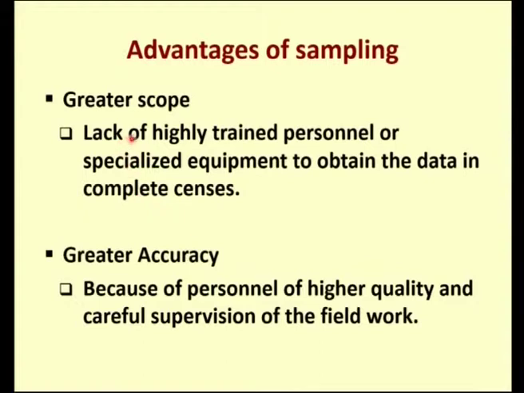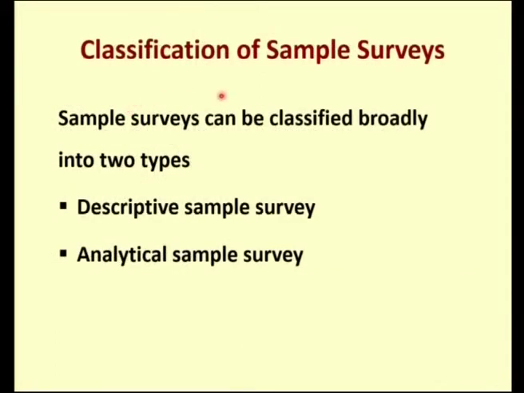Greater scope, because of lack of highly trained personnel or specialized equipment to obtain the data in a complete census, and greater accuracy, because personnel of higher quality and careful supervision are used in the field work. Now, what are the types of sample survey? It is given under the classification of sample survey.